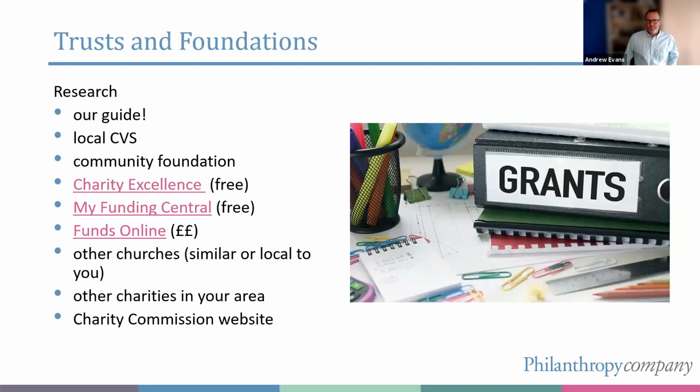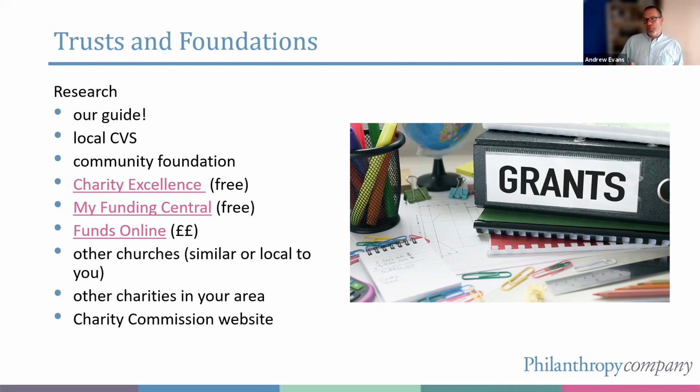Trusts and foundations. A couple of things here. First one, people often ask, well, how do I find out where I go to apply? And there's a bunch of research you can do. We've got a guide. We're going to send it to you all after this. Your local council for voluntary service will almost certainly know the local trust funders and will be able to help you. Your community foundations, a community foundation for every historic county in England. So speak to your community foundation, they may be able to help. There's a bunch of online sites, 2 of which are really great and free, Charity Excellence and My Funding Central. Again, links will be in the PowerPoint here. And then Funds Online, which you pay for, but which is also absolutely brilliant.